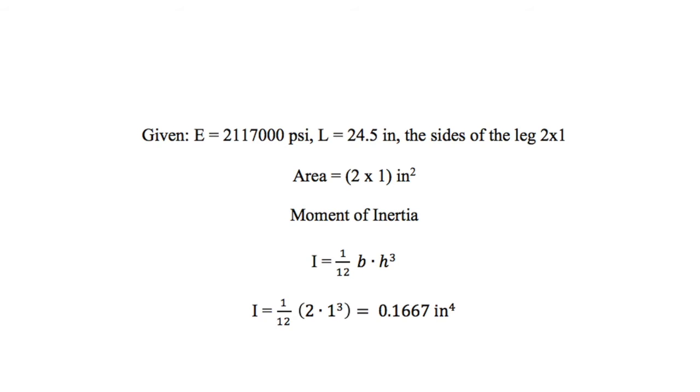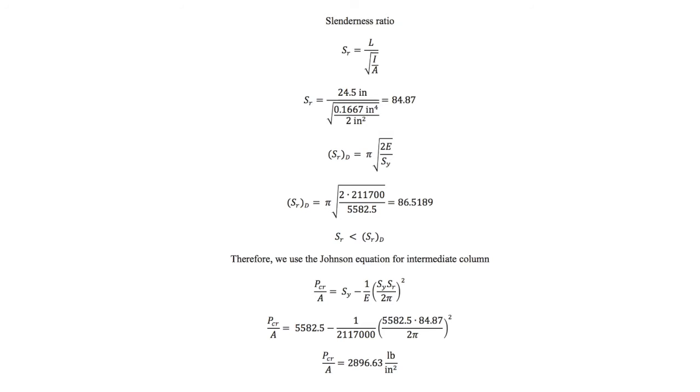After our assumptions were made, we had to first calculate the moment of inertia for our legs with the assumed dimensions. Once the moment of inertia was calculated, using the properties of white oak, we needed to calculate the slenderness ratio. Once our slenderness ratio was calculated, we had to compare it to the slenderness ratio at point D in order to tell if the leg would be considered an intermediate or long column.